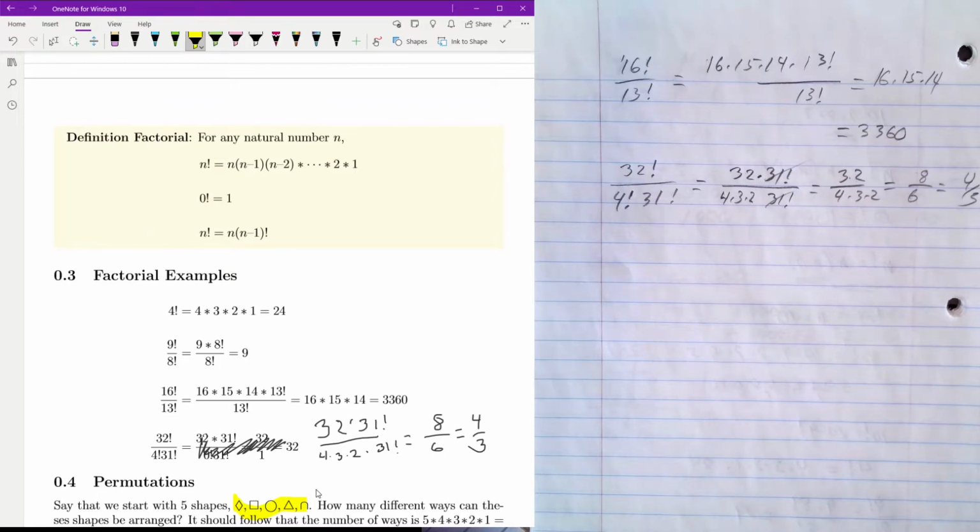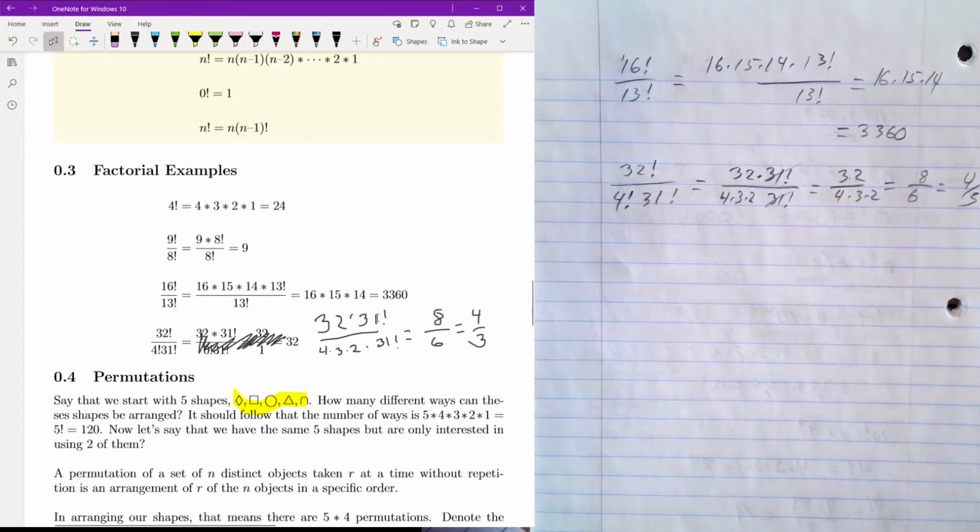Now, if we think about it, going back to the orders, the way we can do something, we know that if we pick a shape, we have a bag of 5 shapes. Pick one out. That's 5 possibilities. Now there's only 4 left, so it's 4 possibilities. Then 3 left, then 2 left, then 1. So that tells us that it is, in fact, 5 factorial, which is what we're saying right here. So we have 5 factorial different ways of arranging these 5 shapes.